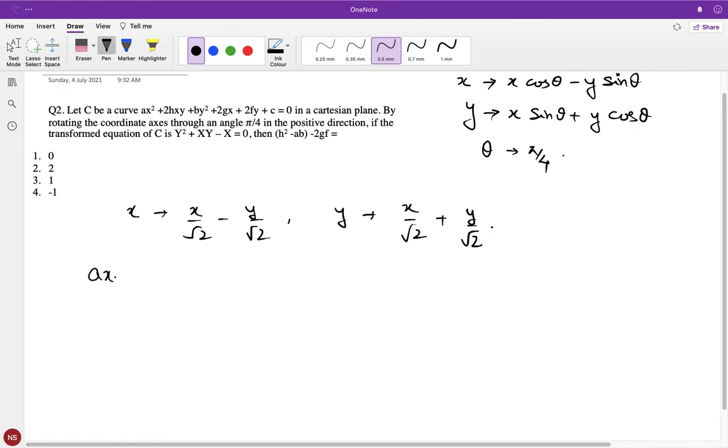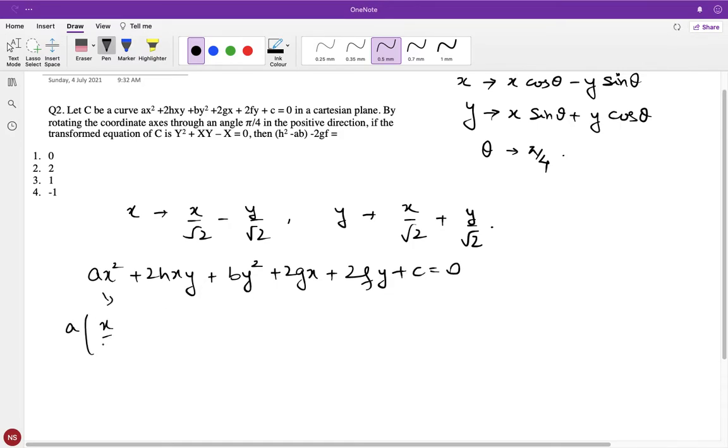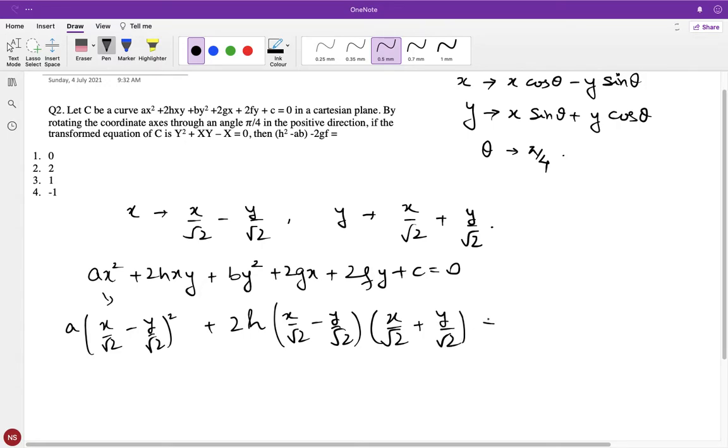So ax square plus 2hxy plus by square plus 2gx plus 2fy plus c is equal to 0 will transform to a into (x by root 2 minus y by root 2) whole square plus 2h into (x by root 2 minus y by root 2). In place of x write this, in place of y write this. And so I am writing.